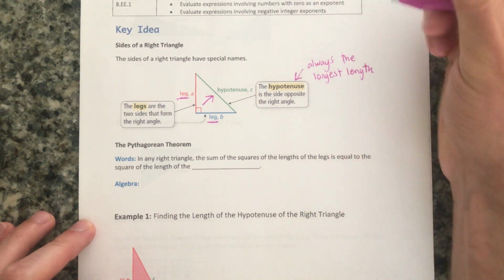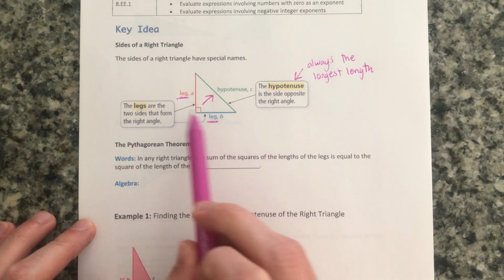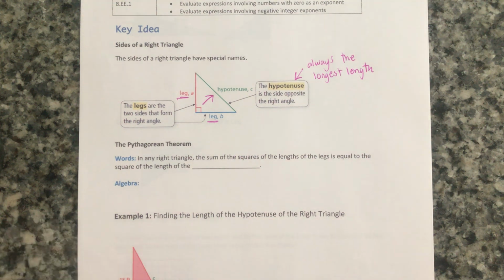And we can use the right triangle with their lengths to be able to find missing side lengths, to be able to determine whether something is a right triangle or not. You can do a lot with this. So what we're going to first do is find missing lengths.